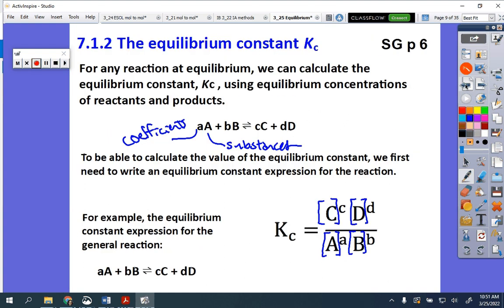And the reason this is K sub C is that this is talking about concentration. There are other K subs, like if we're using pressure instead, it would be K sub P.